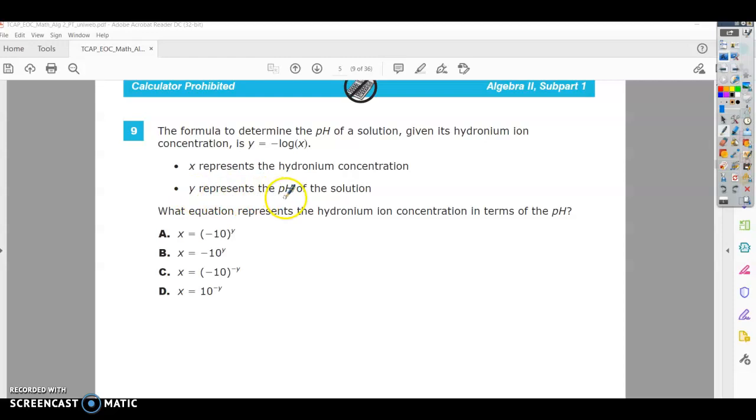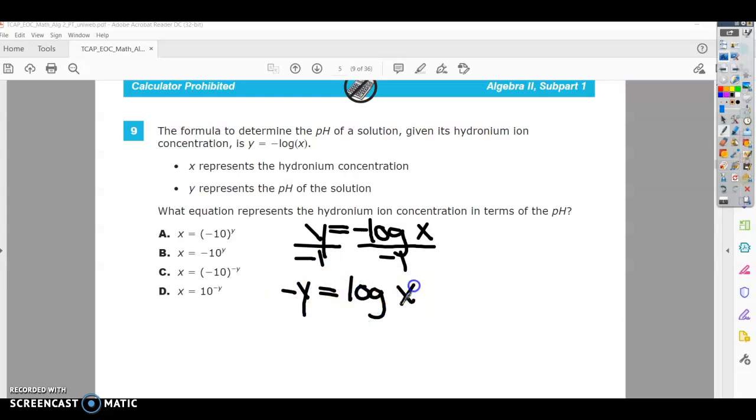So in terms of means basically we're going to switch it and solve for x. So we're really just going to rewrite this equation. So you see that you've got y equals negative log of x. The first thing you want to do is divide both sides by negative 1. So we're going to have negative y equals log of x.